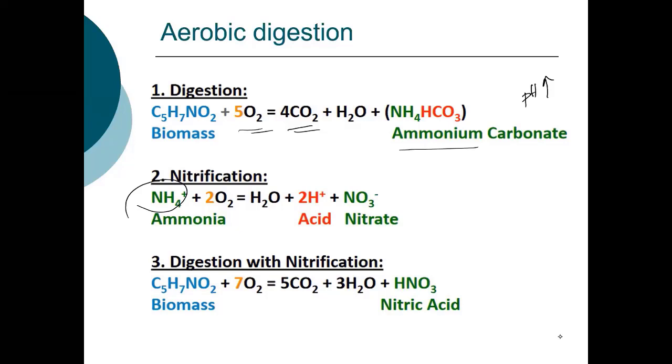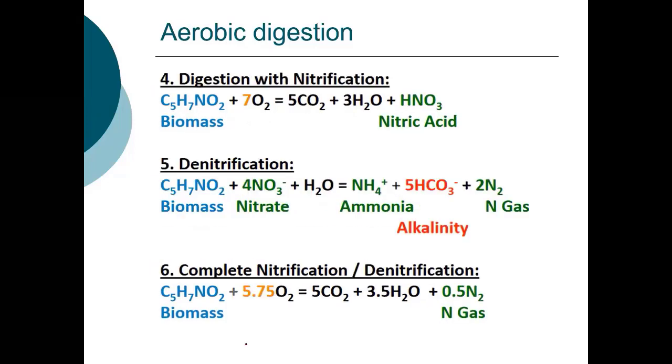Okay, so the ammonia is converted to nitrate by nitrification. Typically, this is going to result in a decrease in pH. Notice we're producing H+. We need more oxygen to do that. 3 is just the sum of basically 1 and 2. So we're looking at digestion with nitrification. I'm going to skip 4 because it's basically the same thing.